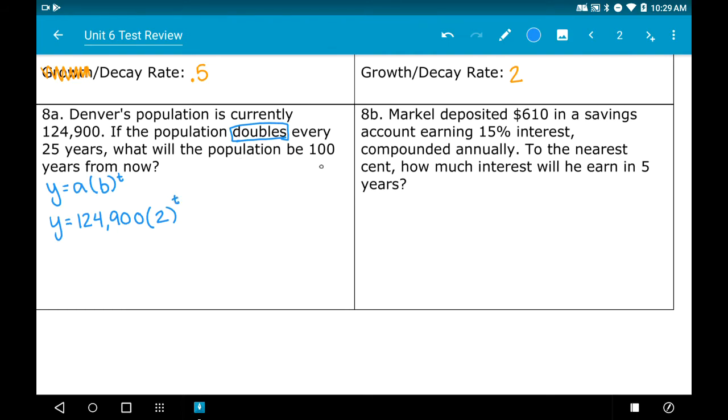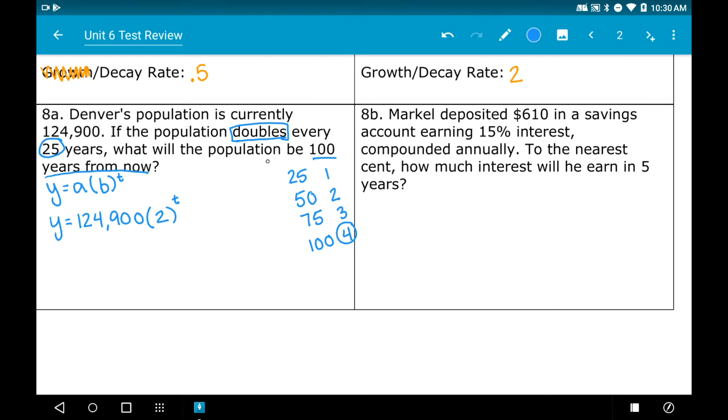Now to figure out what the population will be 100 years from now, we know it doubles every 25 years. We have to figure out how many times it would double in 100 years. So after 25 years it doubles, that's once. Another 25 years would be 50 years, that would be our twice. Another 25 years would be 75 years, so it would double 3 times. And then another 25 years would be 100 years, meaning it would double 4 times.